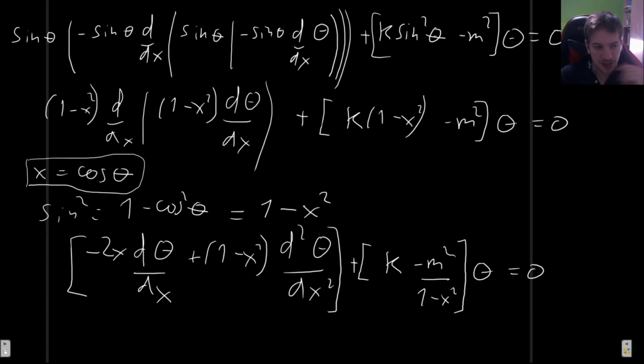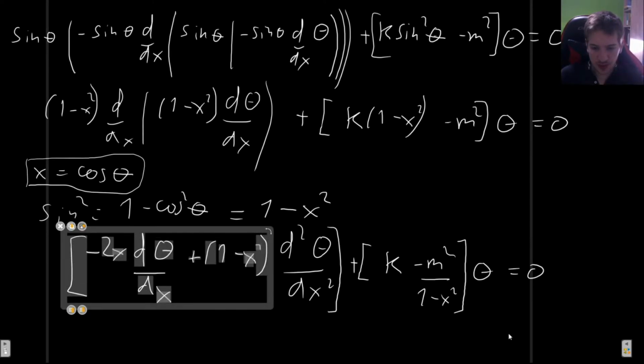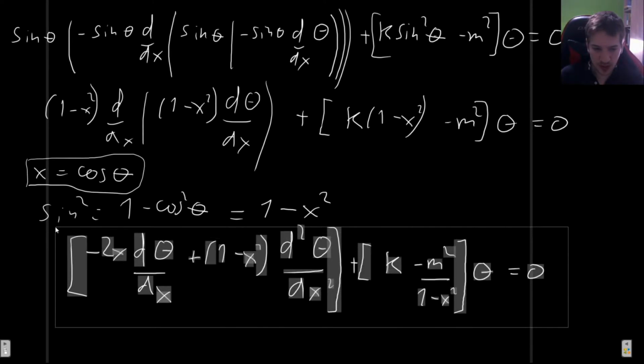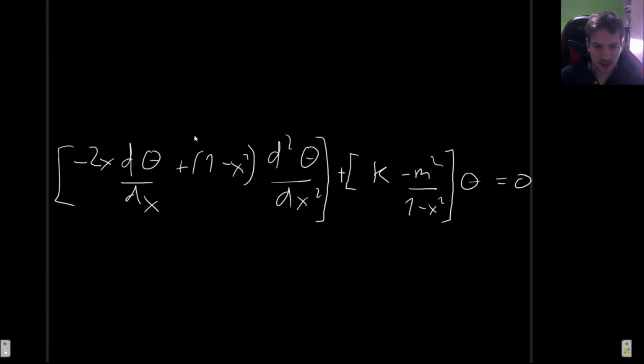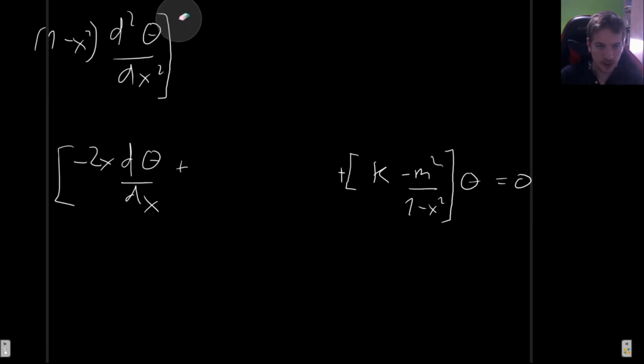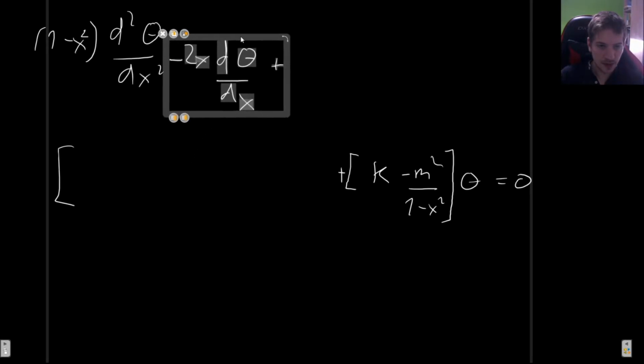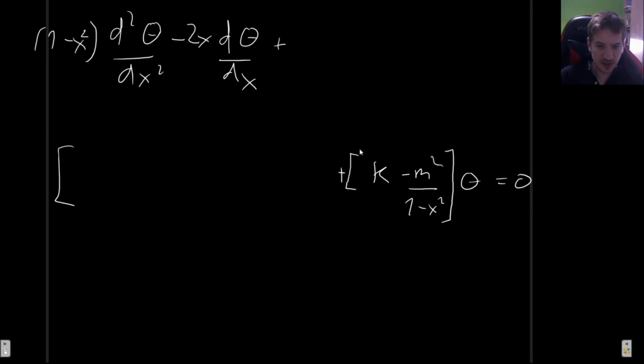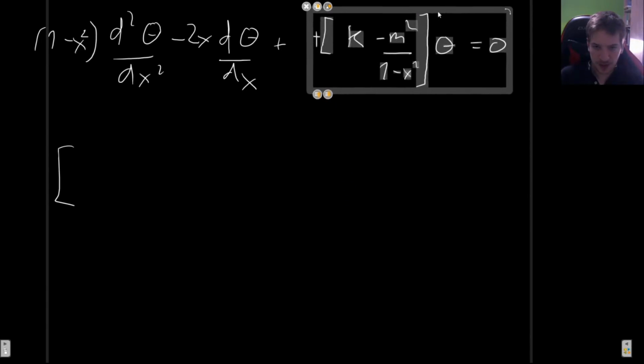So this is quite close to a very well-known equation. I'm going to write it slightly differently so that it looks even more like that equation. So I'm going to do it like this. 1 minus x squared d squared theta dx squared minus 2x times the first derivative plus this right here.